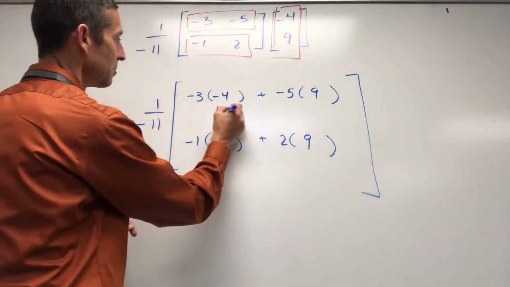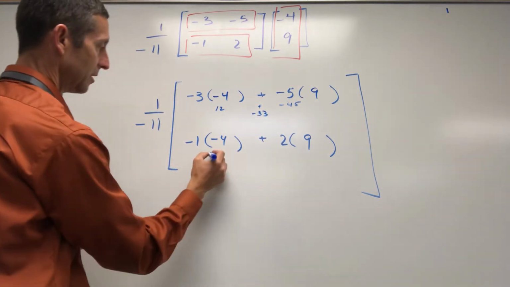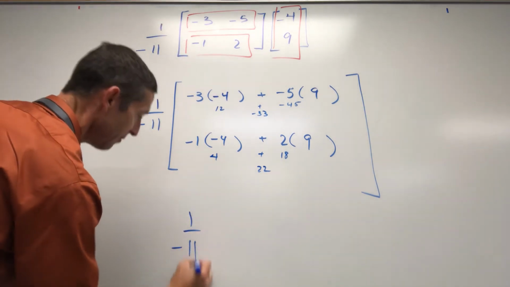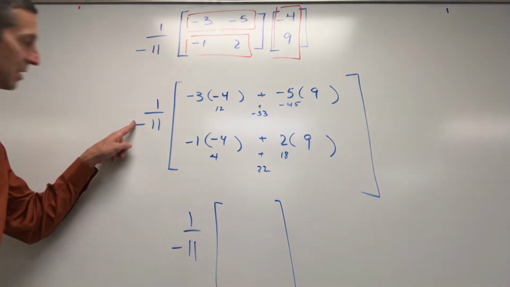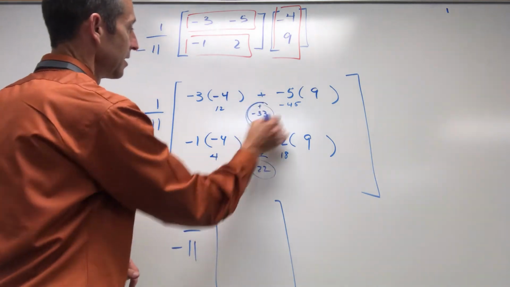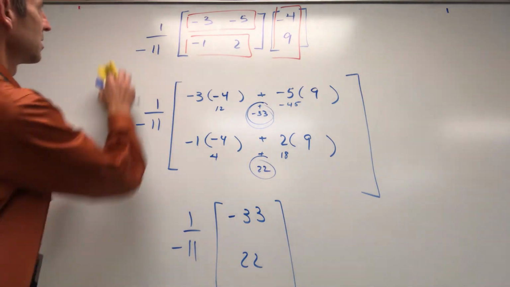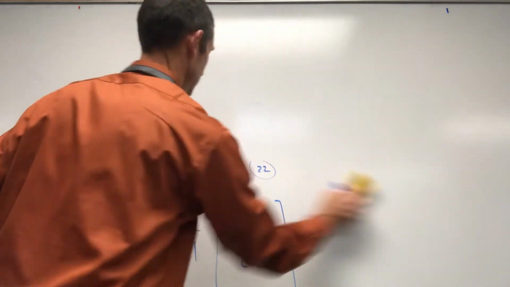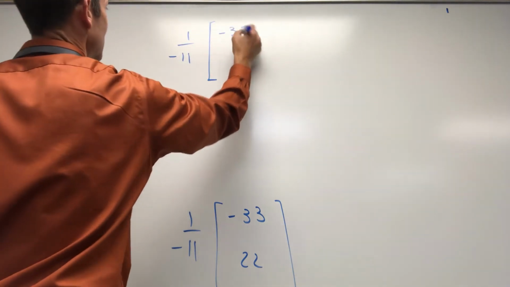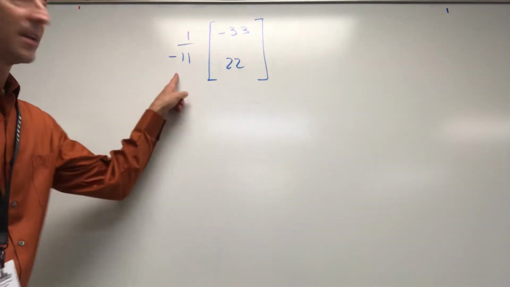What is this going to be? +12, -45. So is that -33? This is 4 plus 18, which is 22. So I still have my nasty fraction on the outside, but on the inside, I whittled this down to negative 33 and 22. Let me move this up here where we can see it a little better. Okay, almost done now. Now we'll deal with that fraction.